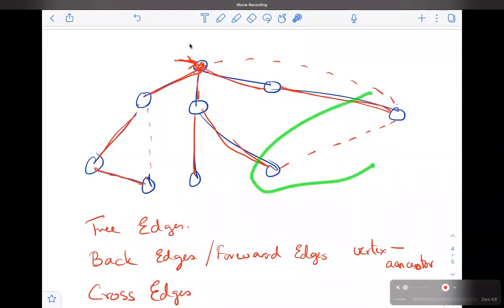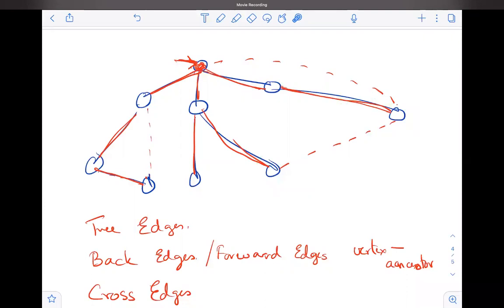What about this edge? Can this edge be there? No, sir. This also cannot be there because we have already checked it. What do you mean?